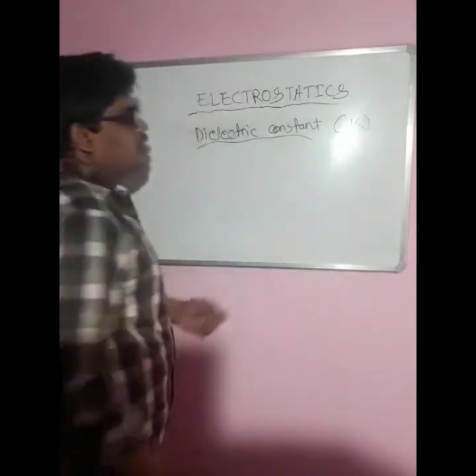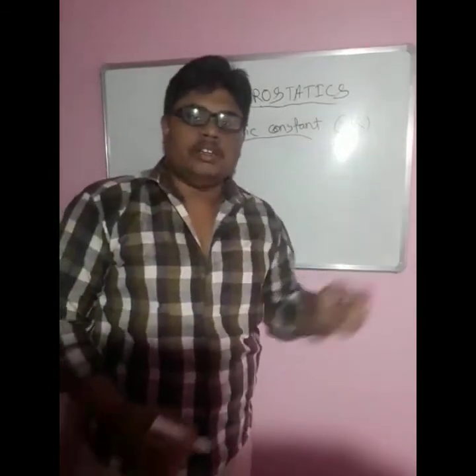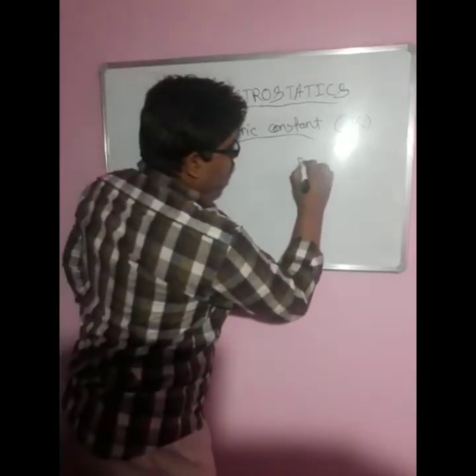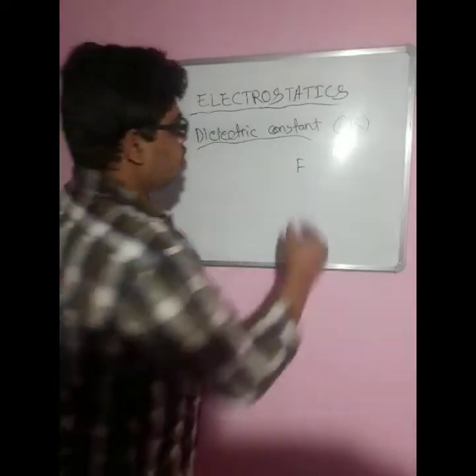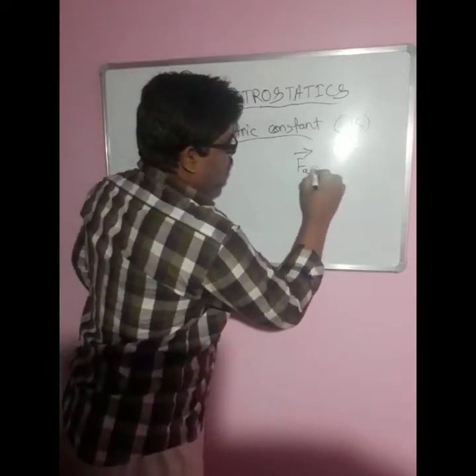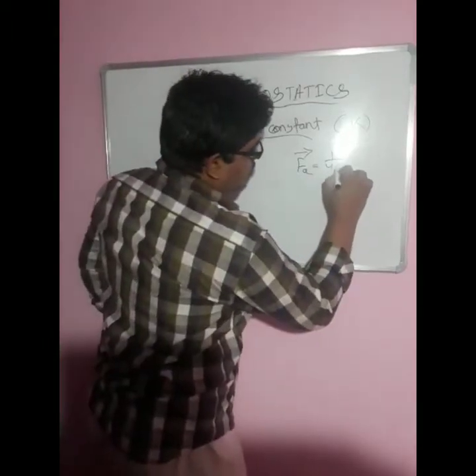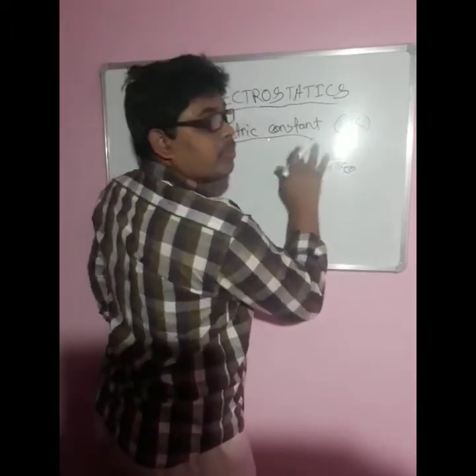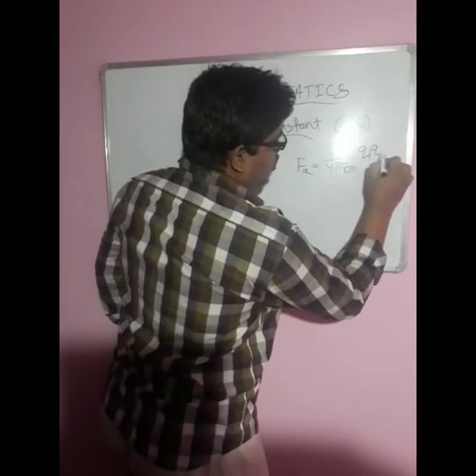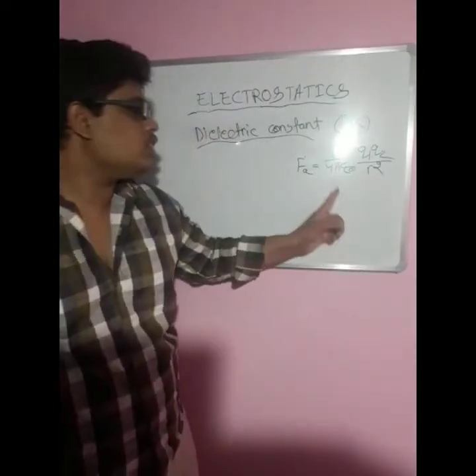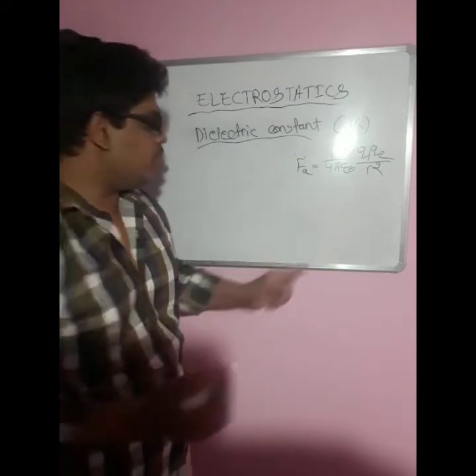Or it can be denoted by K. Let's see. We already discussed force in the previous class. A means air, free space. 1/4πε₀ Q1 Q2 by R square, let's take magnitude. Already we discussed, epsilon naught is the permittivity of vacuum.